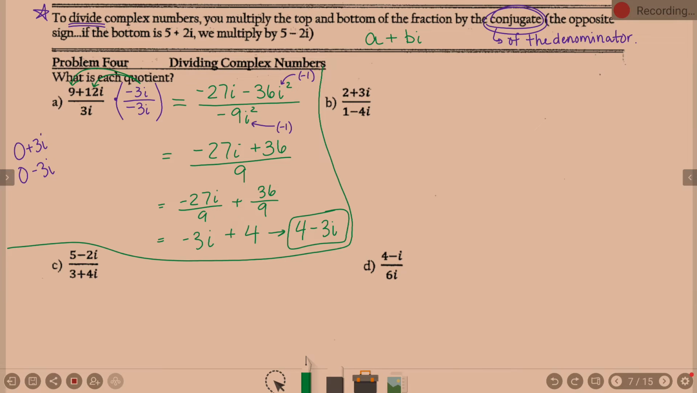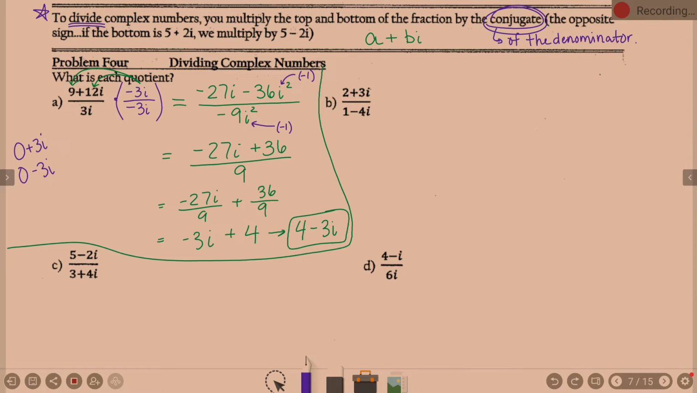It's a fraction: 2 plus 3i over 1 minus 4i. I can't leave it as a fraction. I can't leave an i in the denominator. How do we, quote, divide these complex numbers? You multiply by the conjugate of the denominator. Specifically the denominator.